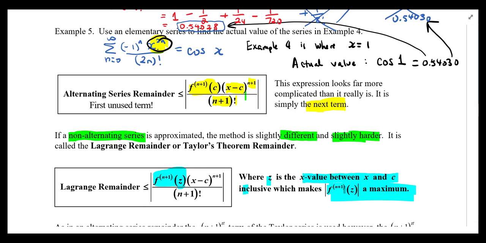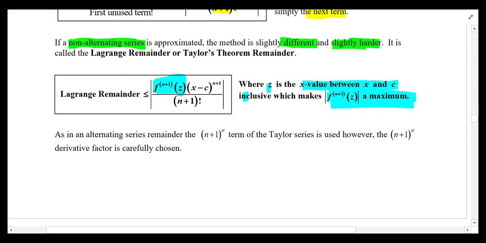Where in the alternating series, we can calculate the derivative right away at the value c, for the Lagrange remainder for any non-alternating series, we have to look at the next derivative and look at the largest value of the next derivative in the interval from x to c. So as in the alternating series remainder, the n plus 1 term of the Taylor series is used. However, we have to be more careful of how we choose that derivative factor. And to show you some examples of that, I'm going to ask you to turn the page.